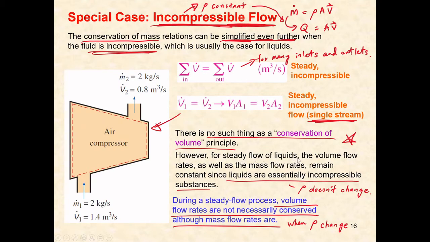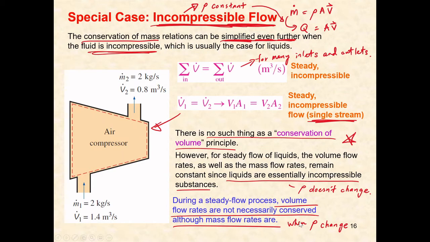However, for a steady flow of liquid, the volume flow rate as well as the mass flow rate remain constant, since liquids are essentially incompressible substances. So the volumetric flow rate equation is correct as long as the density does not change, especially for liquid form. During a steady flow process, volume flow rates are not necessarily conserved, although mass flow rates are. So that's why it is safer to use the mass flow rate equation than the volumetric flow rate equation, right?